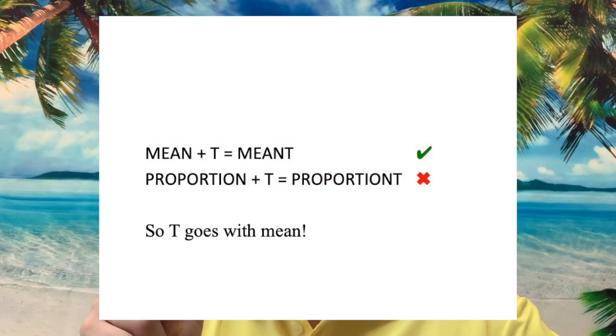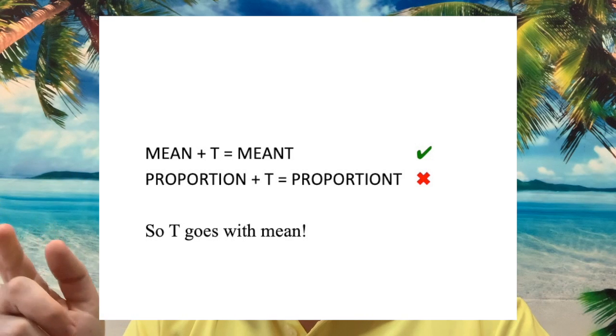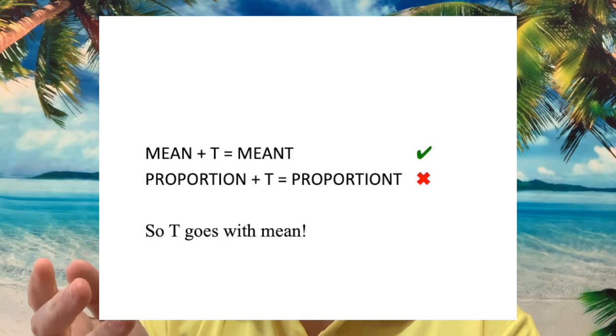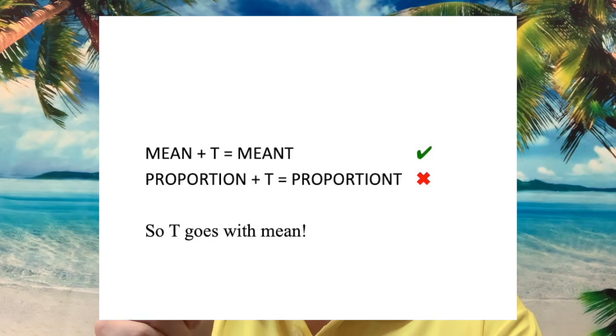Now I am going to give you a nice little mnemonic to help you remember which is which. Think of the word mean and the letter T. If you were to put the letter T onto the end of mean, the result is the word meant, which is a proper word. Now try putting the letter T onto the end of proportion. The result you get is proportionate, if that's how you would pronounce it, which is obviously not a word. That tells you that T does not go with proportion, it has to go with mean. That is a great way of remembering which is which. So hopefully you will find a little mnemonic device helpful.